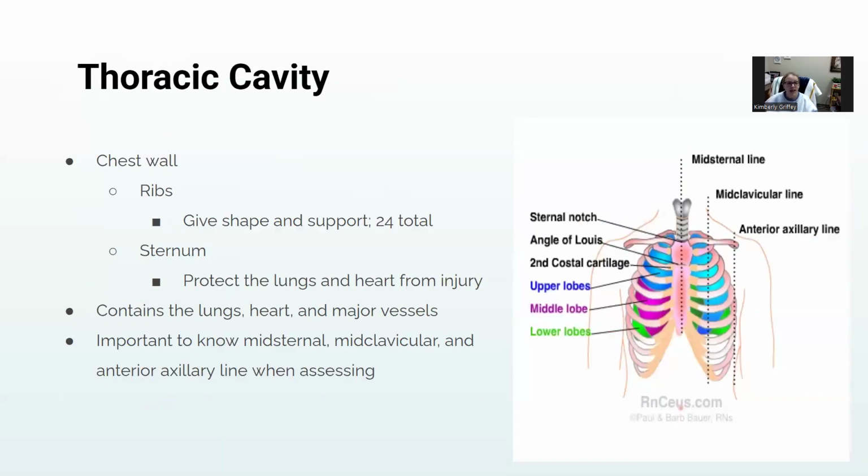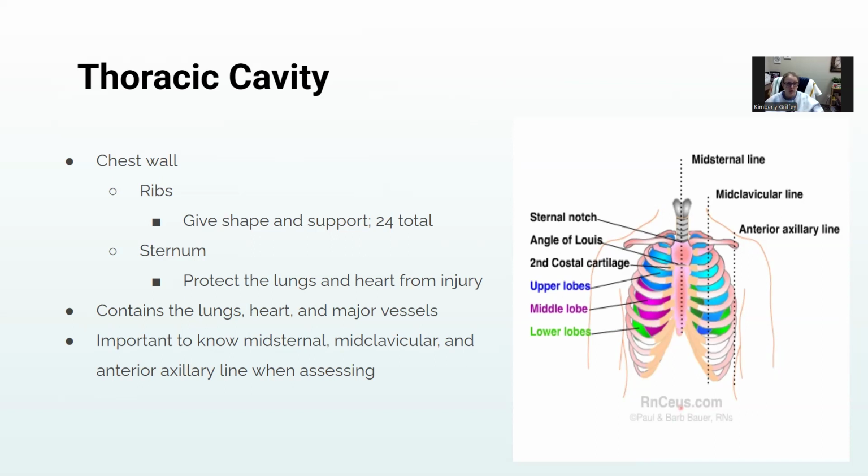And then in the thoracic cavity, we have the chest wall. So you have the ribs, and this is what gives your body shape and support. You have 24 ribs total. And your ribs are kind of like that protective barrier for your heart and lungs. So if you think about a vehicle, your vehicle is kind of like your rib cage. It protects what's inside from accidents and things like that. Then you have the sternum, and that's just that larger, flatter bone in the center that connects the ribs.